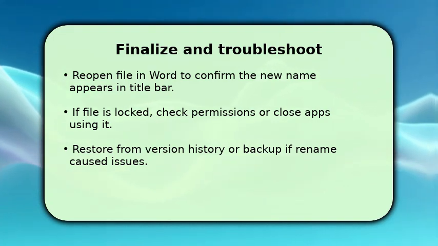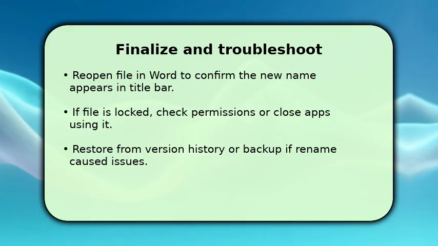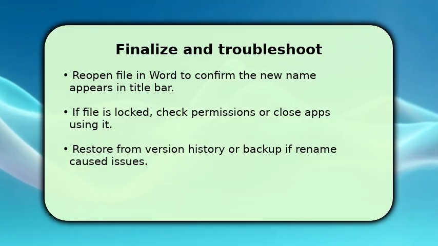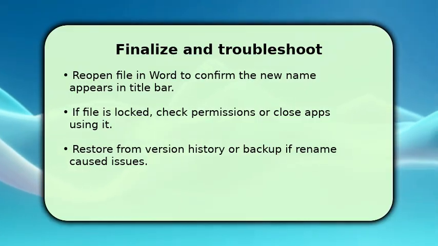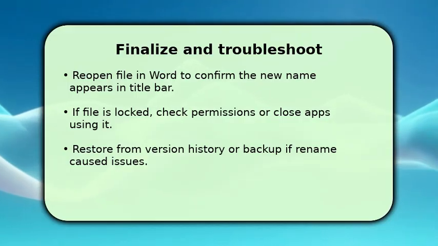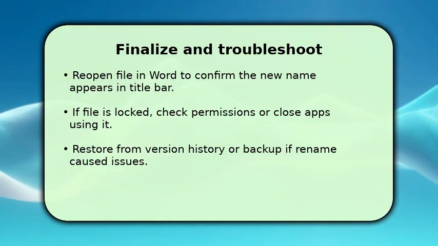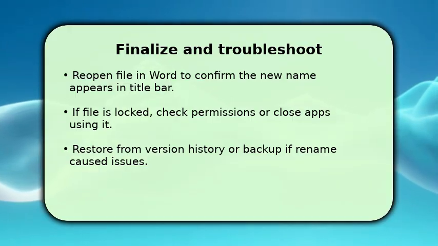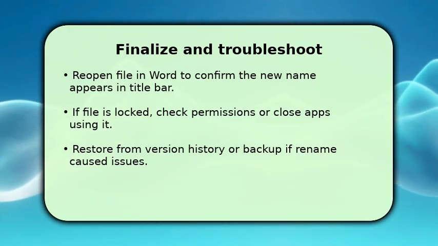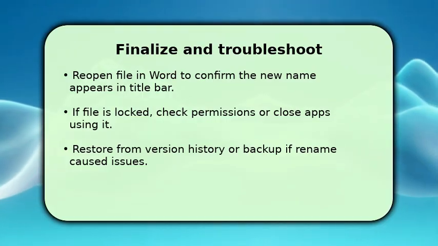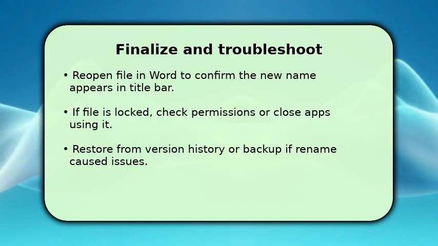If you encounter errors, file locked or permission denied, check who has it open, close conflicting apps, or ask an admin to release the lock. If links break or content seems missing, use Word's version history or your backup to restore the prior copy. Then repeat the rename using Save As to create a safe, new file. This resolves most rename problems.